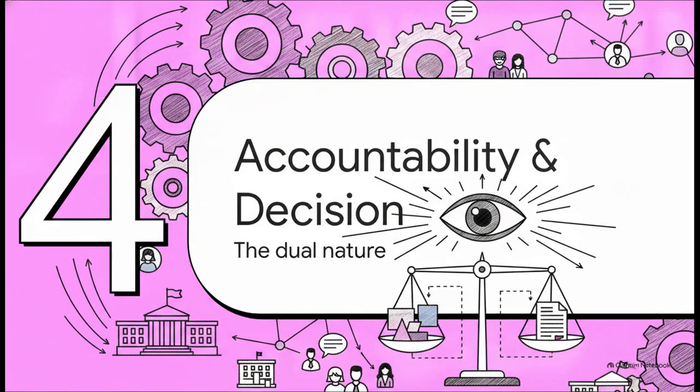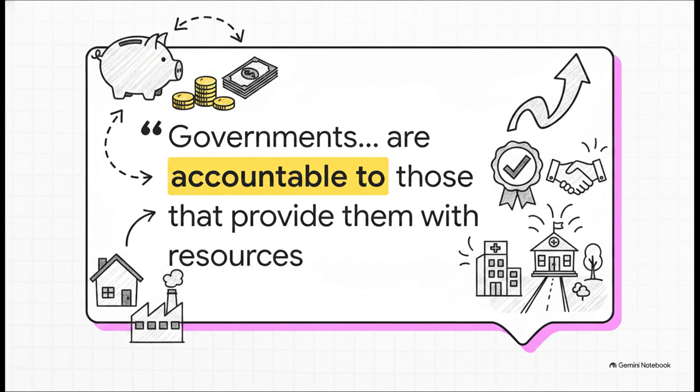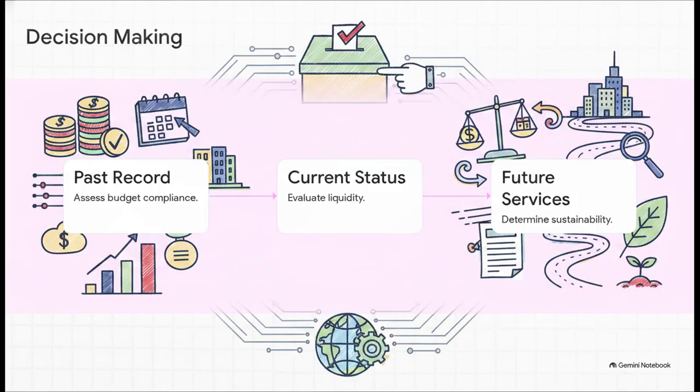Section 4. Accountability and decision-making. Let's take a look at why providing this specific info is absolutely crucial for a functional society. The core philosophy here is perfectly captured in the handbook itself. It states that governments and other public sector entities are accountable to those that provide them with resources and to those that depend on them to use those resources to deliver services. It's a two-way street. It's not just about tracking the money coming in, it's equally about proving the value of the services going out. Financial performance in the public sector isn't about hitting profit margins, it's about successfully achieving service delivery objectives.